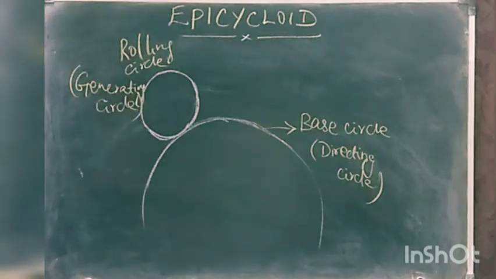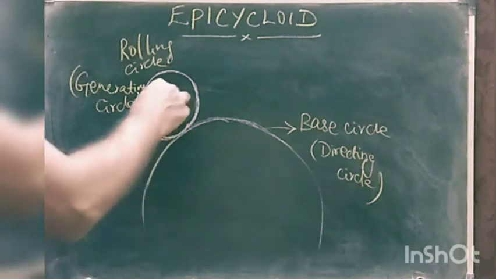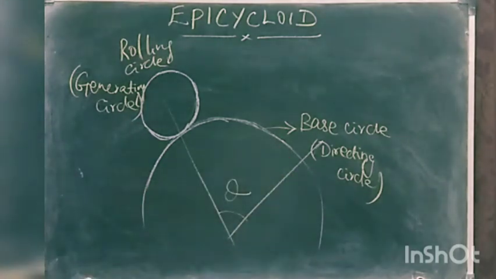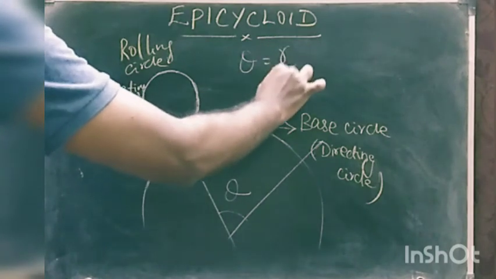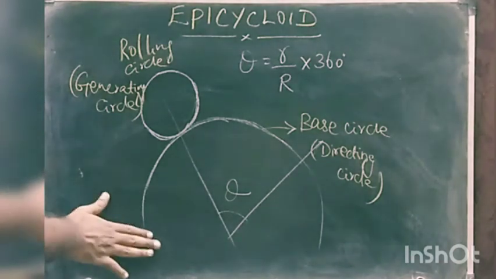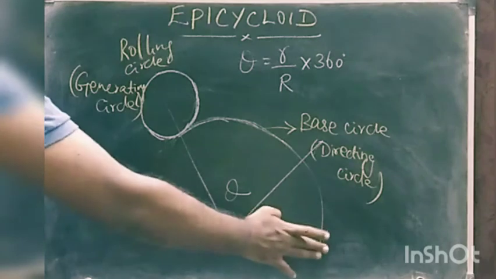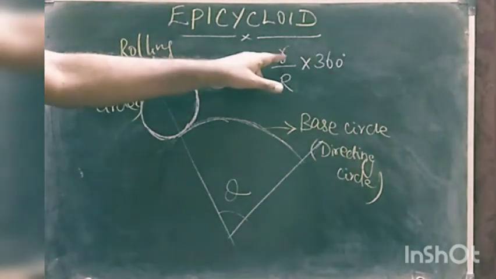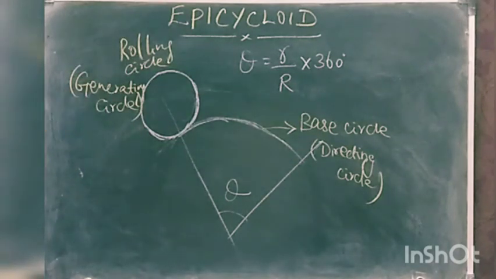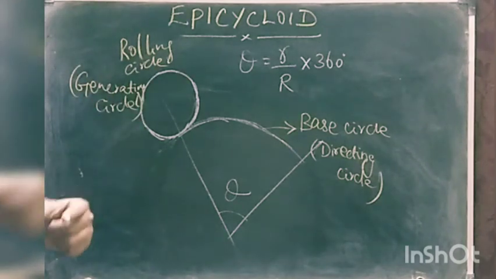If this is the case, as it rolls, we need to find out, for the full complete rotation, the angle which has been subtended. In this particular portion, the angle is theta. To find theta, we have the formula theta equals small r by capital R into 360 degrees. Small r is the radius of the rolling circle and capital R is the radius of the base circle. With this basic formula I am going to solve one problem related to the epicycloid curve.